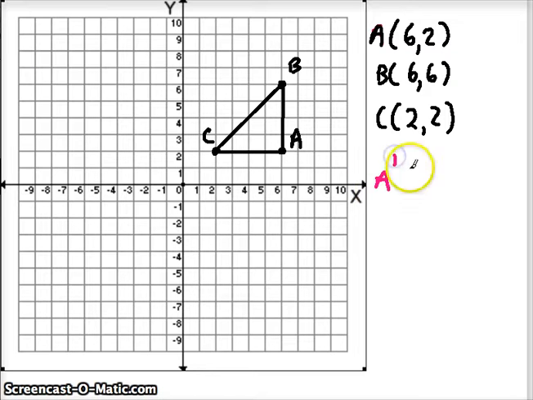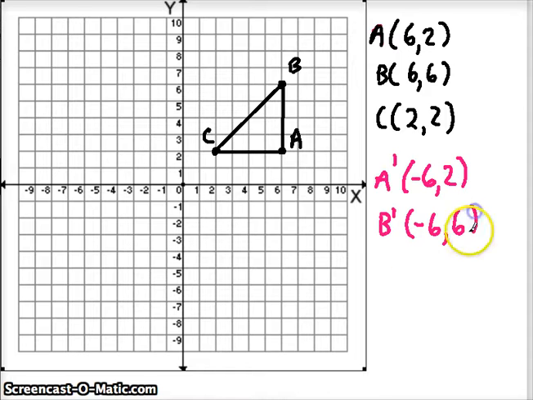So A reflected is going to have the opposite x value, so -6. 2 is going to stay the same. B reflected is going to have the opposite x value, so -6. Y value is the same. And C reflected is going to be the opposite x and the y the same. So let's find -6, 2.